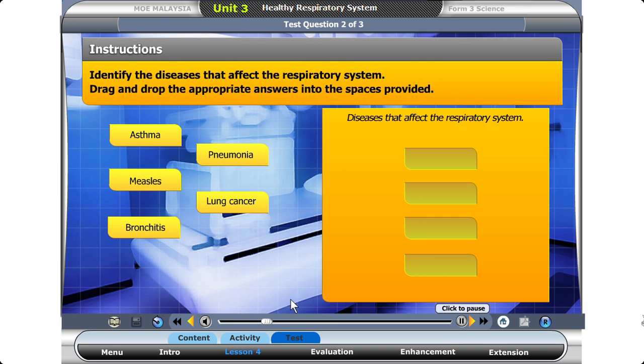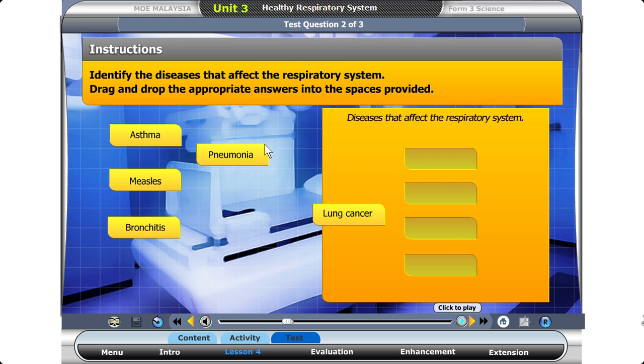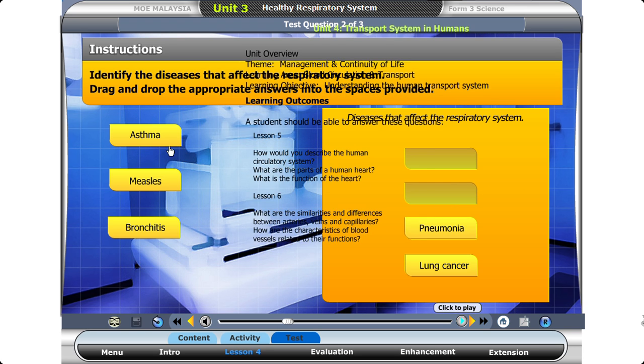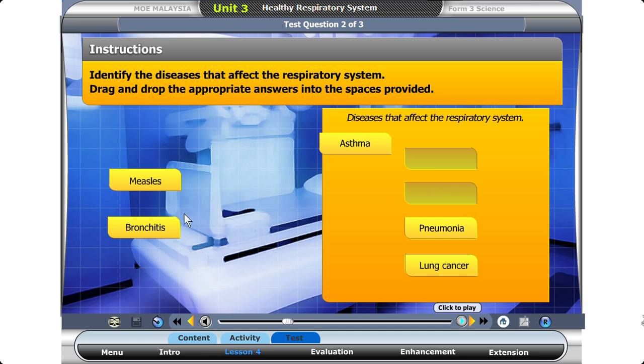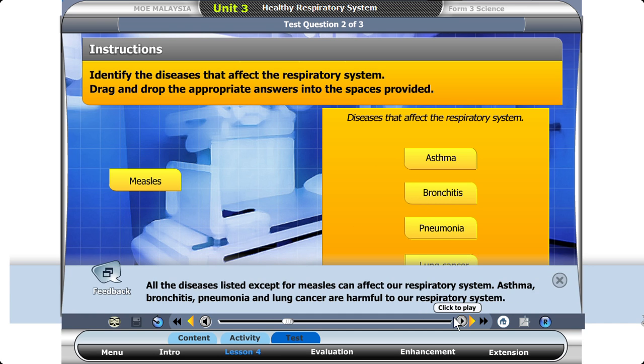Identify the diseases that affect the respiratory system. Drag and drop the appropriate answers into the spaces provided. All the diseases listed, except for measles, can affect our respiratory system. Asthma, bronchitis, pneumonia, and lung cancer are harmful to our respiratory system.